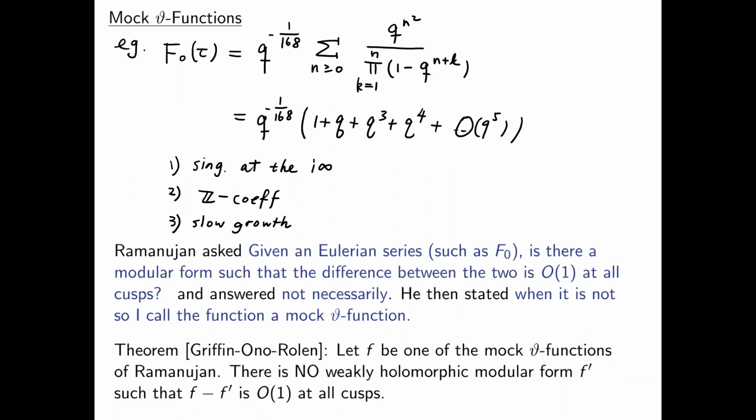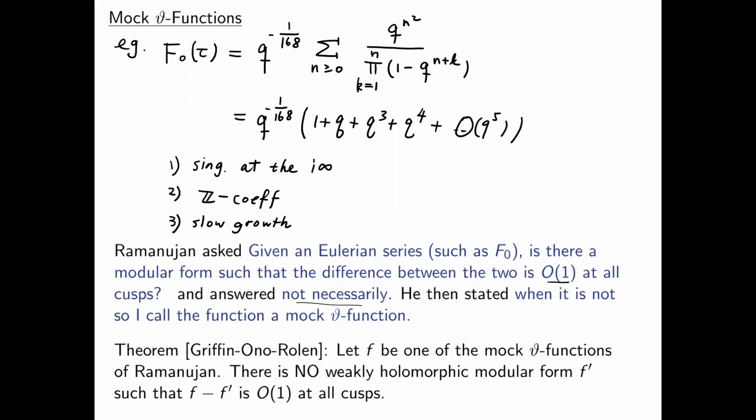Ramanujan was also very interested in the behavior of such functions near the cusps. So, given an Eulerian series such as this one, is there a modular form such that the difference between the two is of order 1 at all cusps? Basically he asked: this is not a modular form, but can it at least have the same behavior as a particular modular form at all cusps? And the answer, he said, is not necessarily. He then stated that when it's not, he called the function a mock theta function.